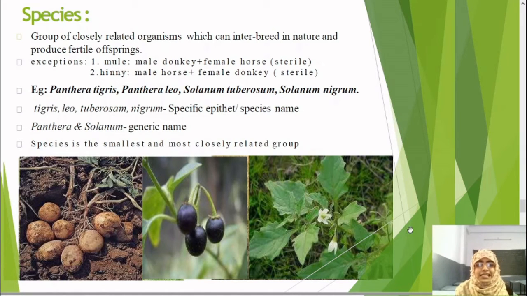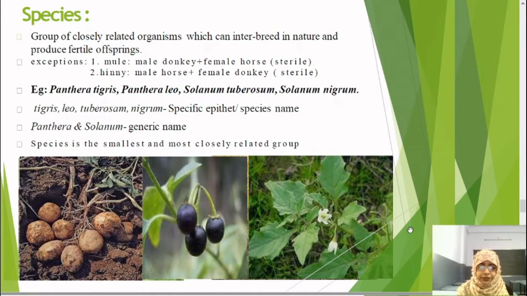So species, the term is given by John Ray. I'll give you the spelling: John, R-A-Y, Ray. John Ray is the scientist who gave the name species. The term species is given by John Ray, whereas the biological definition is given by Ernest Mayr. Spelling: E-R-N-E-S-T M-A-Y-R. Ernest Mayr is the scientist who gave the biological definition for species.